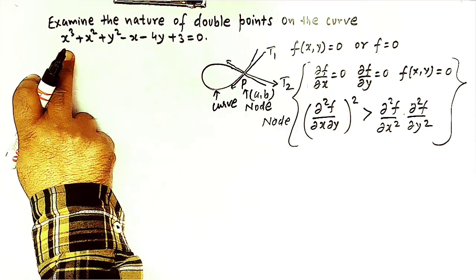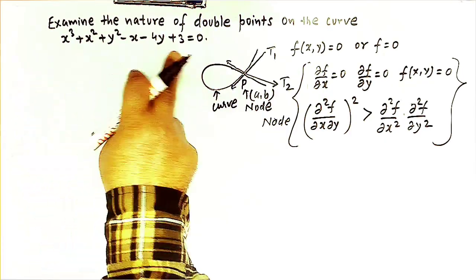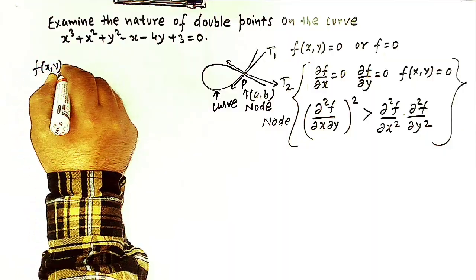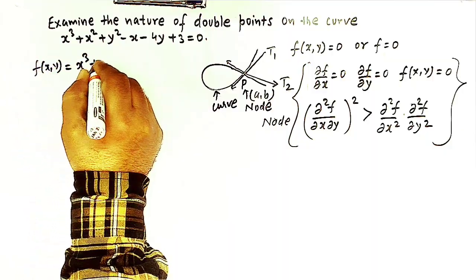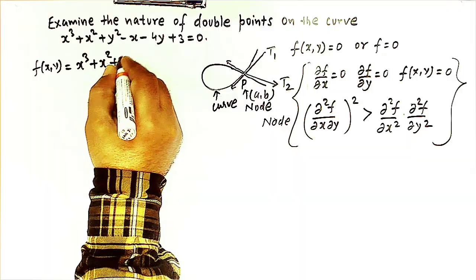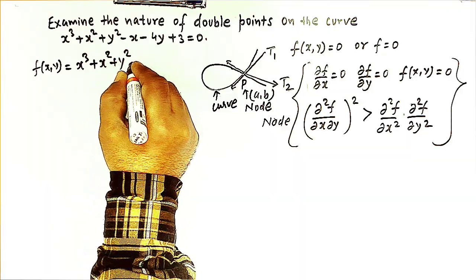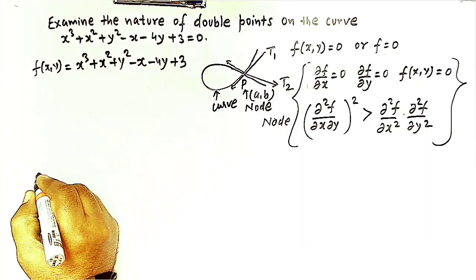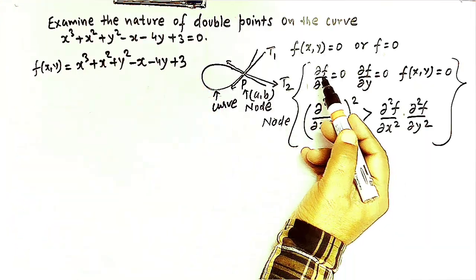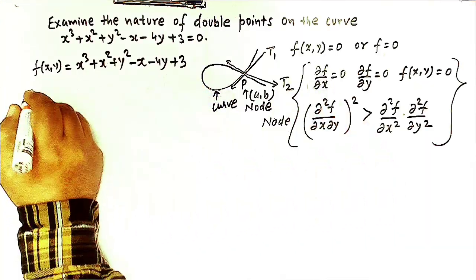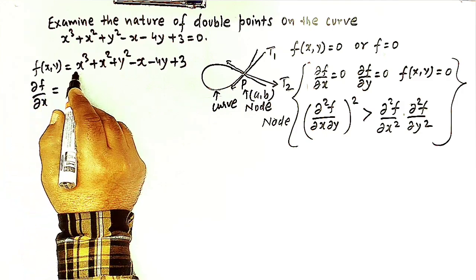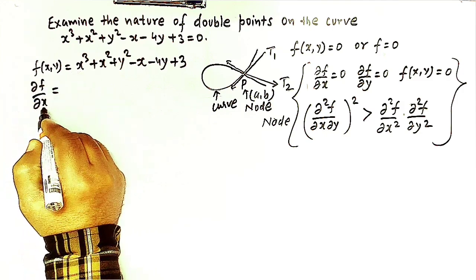So now let us first write the equation of the given curve as f of x comma y. Here we have x cube plus x square plus y square minus x minus 4y plus 3, right? So let us now first find del f over del x. Here we have to take the partial derivative of f with respect to x.